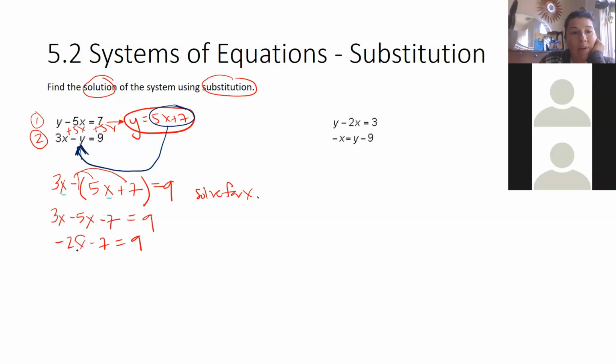All right, don't lose track of your overall goal here. We're trying to get x by itself. So sometimes it's helpful to circle it or to highlight it to help you keep track of where it is in the problem. I'm going to add 7 to both sides. I have -2x equals 16. Divide both sides by -2. And I'm left with x equals -8.